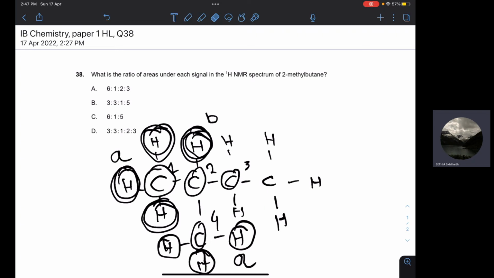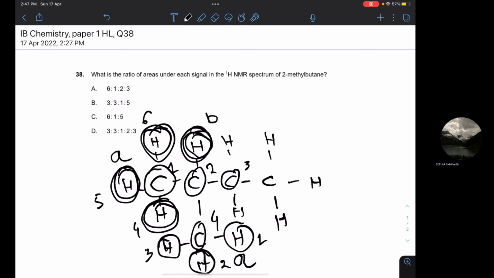Everything about them is the same. And that's why these 6 hydrogens, which is over here, hydrogen, we can say number 1, 2, 3, 4, 5, and 6, all these hydrogens are in the same environment, which is environment number A. So we have environment number A, which has 6 hydrogens so far. We have environment number B, which has 1 hydrogen.